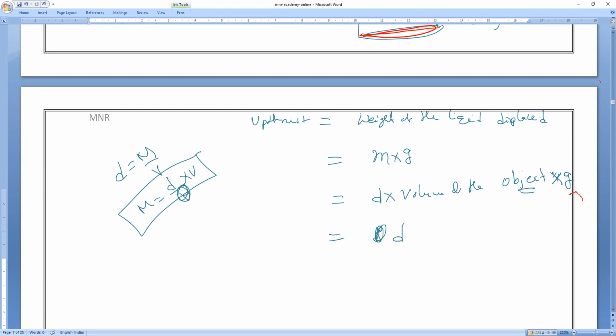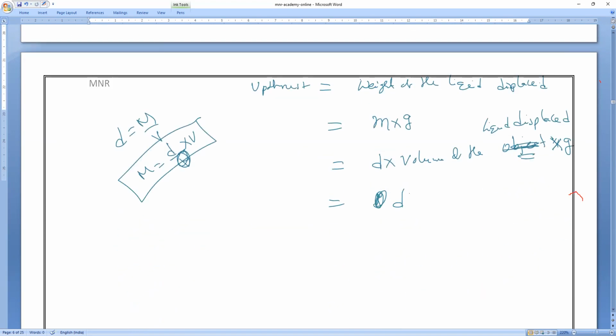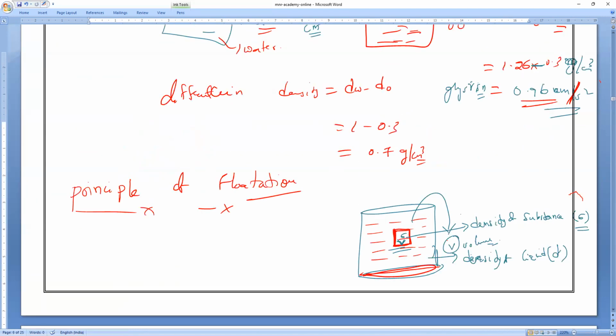What is the volume of the liquid displaced? Let me take V1. If this object goes out, it will come as V1 volume. Is it okay? So density into V1 into G, because the volume of the liquid displaced I am assuming as V1. Volume of the immersed object is capital V.